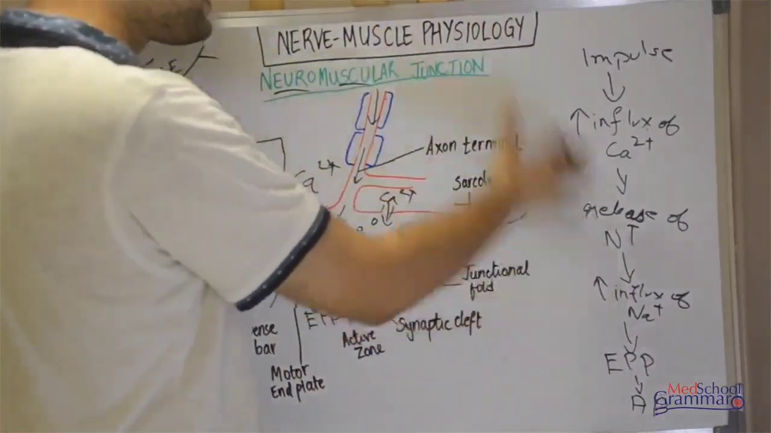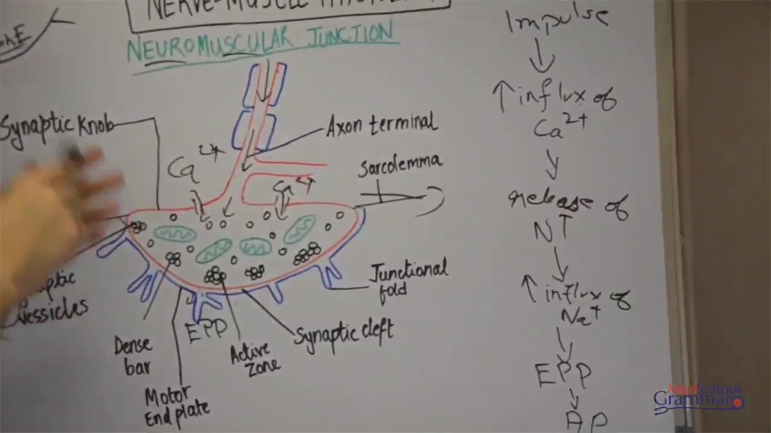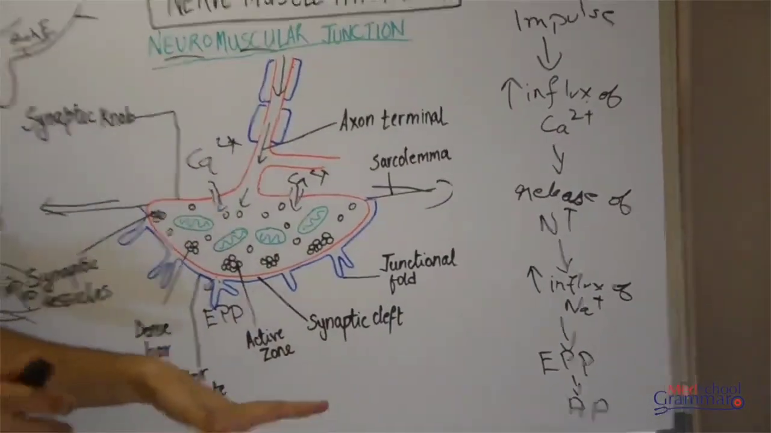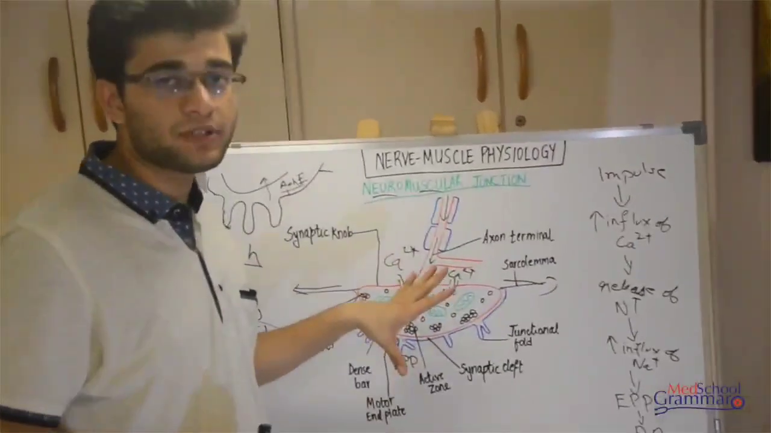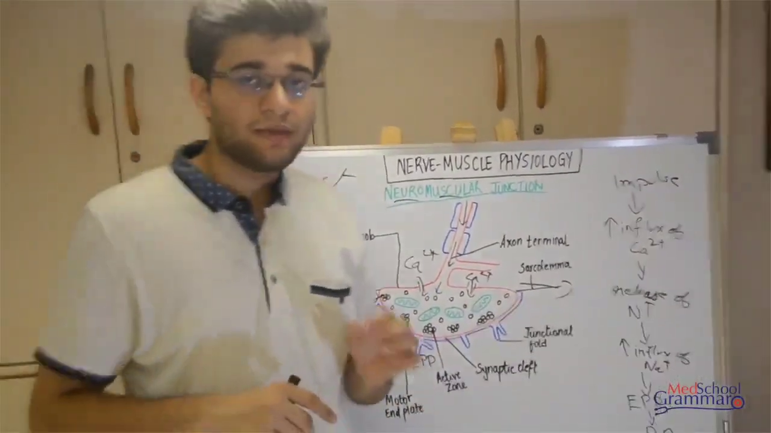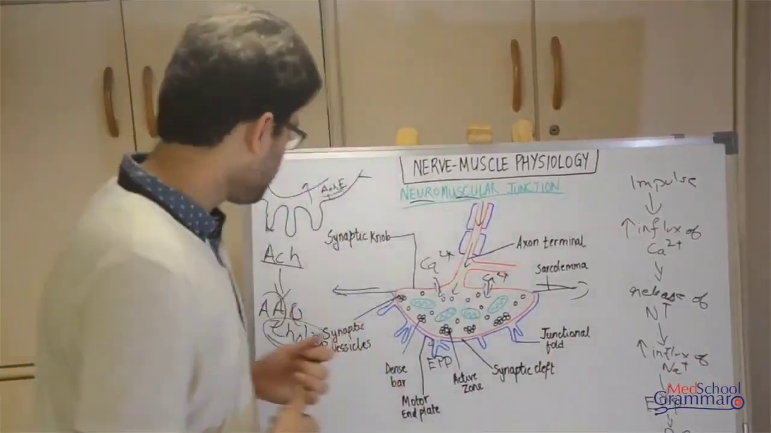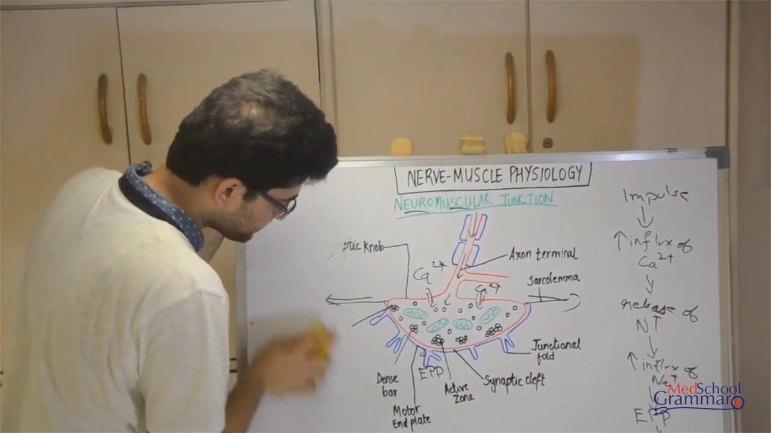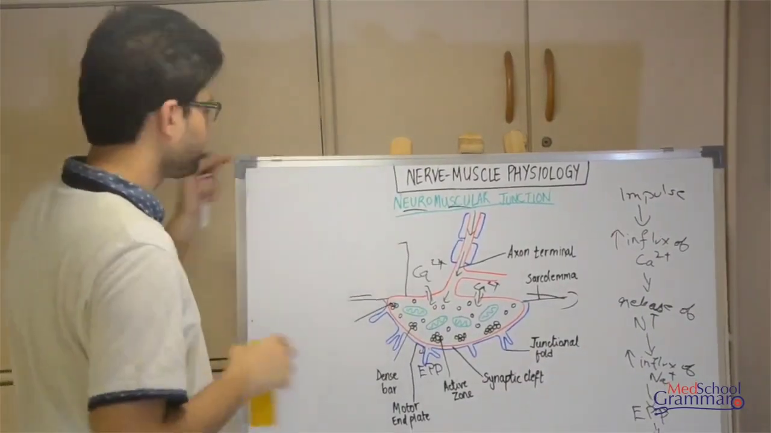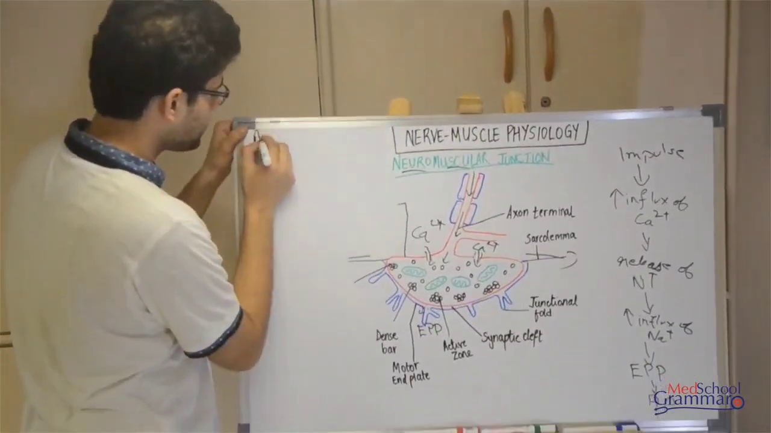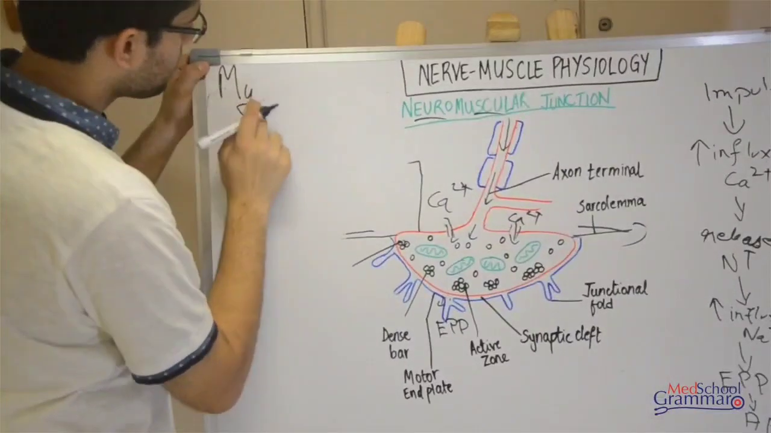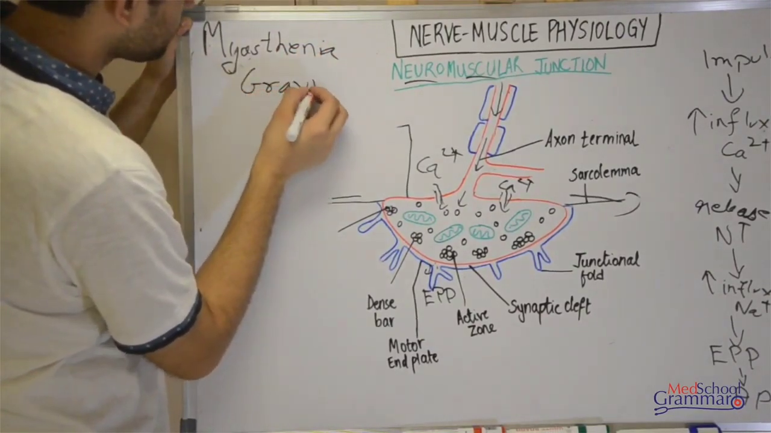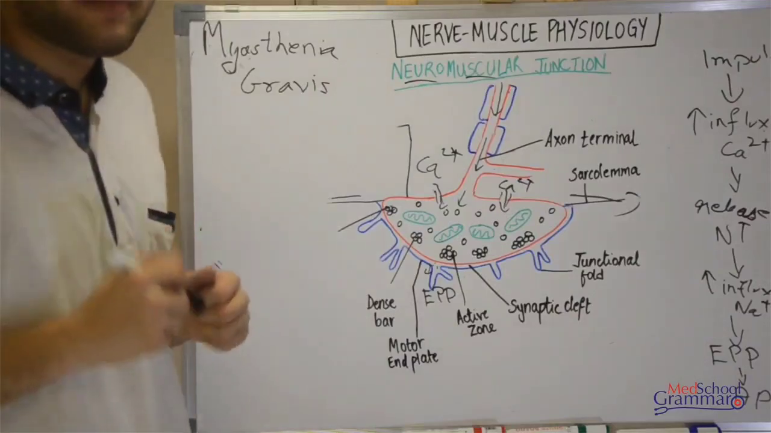So this is the scheme of events of how neuromuscular transmission takes place. There are certain disorders in which the normal functioning of the neuromuscular junction is affected. The first type is myasthenia gravis. Let's discuss myasthenia gravis over here. So what happens in myasthenia gravis?